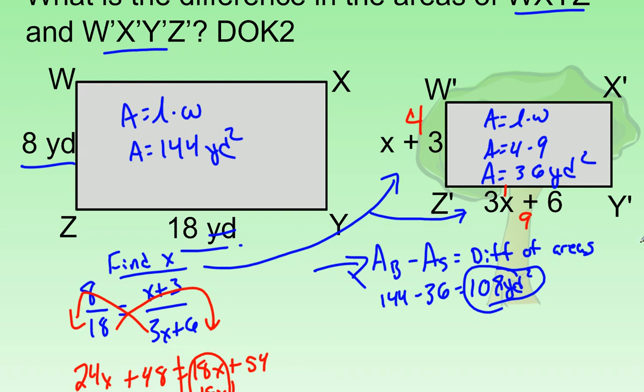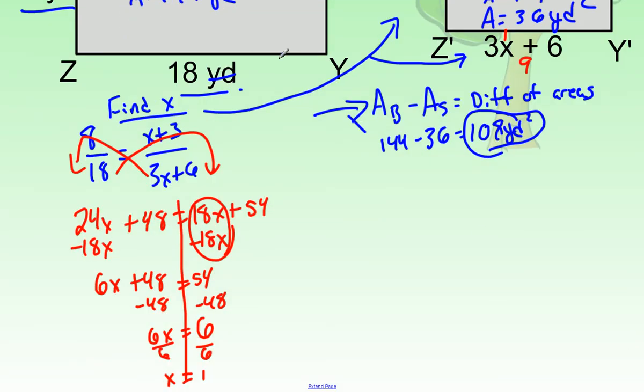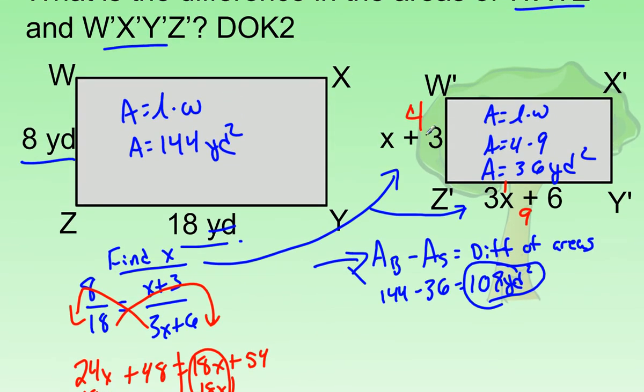So to find the x value, we had to set up a proportion, since the shapes were similar. I cross-multiplied my proportion and solved. The x value is 1. We take the 1 and plug it in to give us the lengths of these sides. So now we can find the area of this rectangle, which was 36. And that can be plugged back in here. The area of the small triangle is 36, and so my final answer, the difference of the areas, is 108 yards squared.